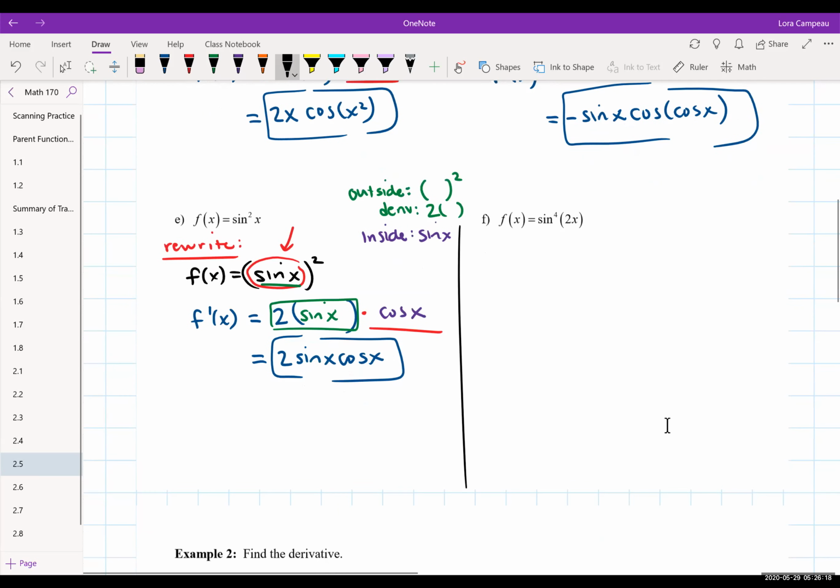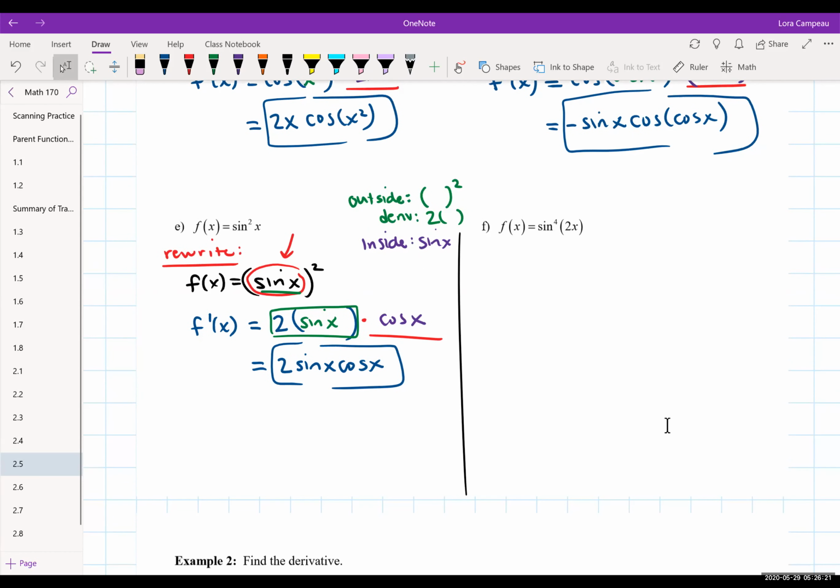We are looking at f of x equals sine to the fourth of 2x, or the fourth power of sine of 2x. That's a little better way to say it. So again, it's worth your time to rewrite it. Usually when you have powers of trig functions, I'd like to see it as f of x equals sine of 2x, all to the fourth power.